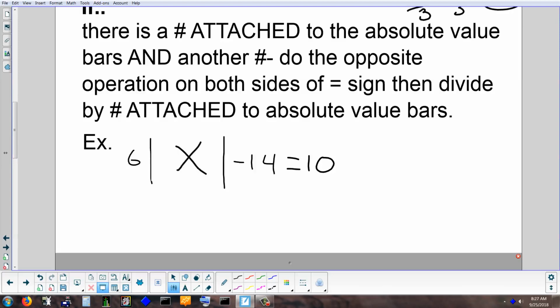If I treated what's in there like an x, right? What would I do? What would be the first thing I would do? If it was 6x minus 14 equals 10. What would I do first? What would I do, Laurel? If I wanted to solve 6x minus 14 equals 10, what would be the first thing I do?